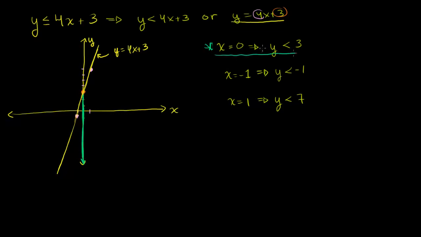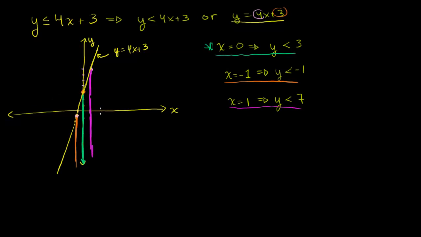If I were to look at this one over here, when x is negative 1, y is less than negative 1. So y has to be all of these points down here. When x is equal to 1, y is less than 7. So it's all of these points down here. And in general, you take any point.